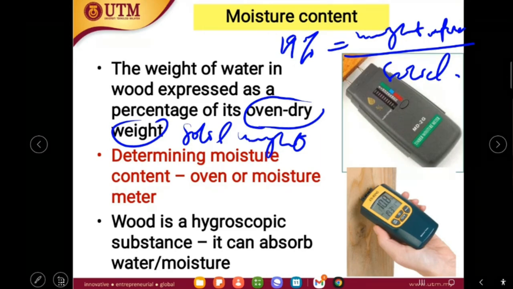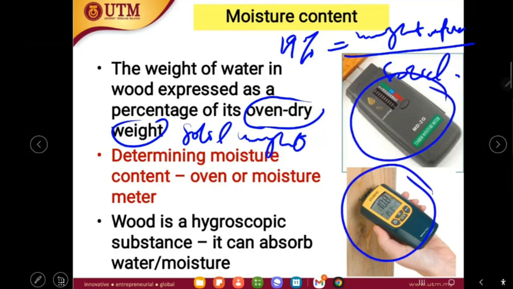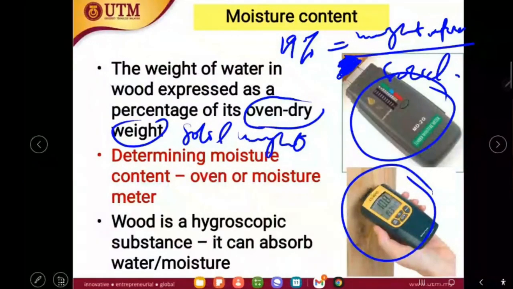Through this, we can see that in determining the moisture content, we can also use what we call a moisture meter. We just need to touch the wood or timber using these two tips. Some of you might already know the theory: when wood has water, it can conduct electricity. The tips measure the electricity, and then it indicates how much water content is inside the wood. So you only need to use this to measure.